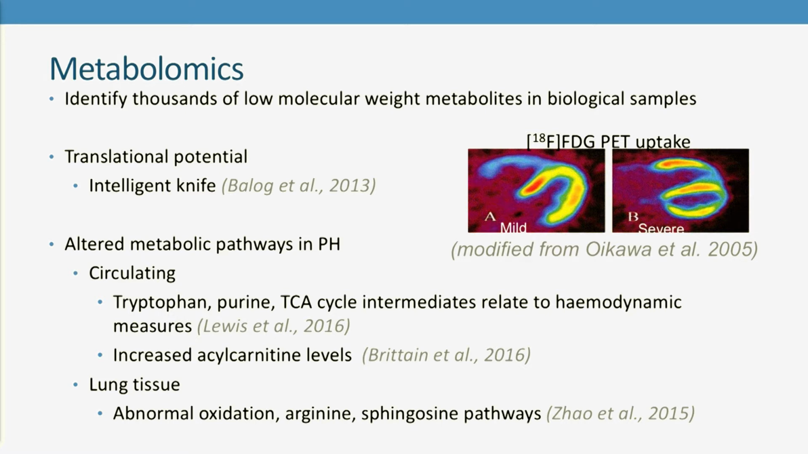And also from the FDG PET uptake image, we can see that we get increased uptake of glucose into the right ventricle in pulmonary hypertension. So a metabolic shift has been identified there as well.